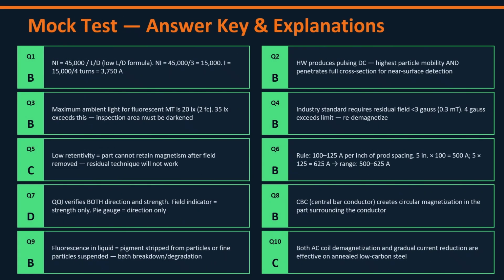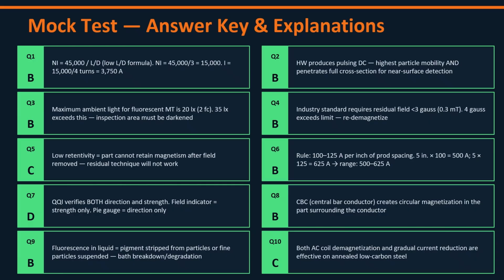The answer key slide is most useful when we use it to confirm the reasoning rather than simply memorize the letters. For the coil calculation, the ratio of 3 places the component in the low L/D range, so the 45,000 relationship is used. The resulting ampere-turn requirement is divided by the number of turns to obtain the current. For half-wave, the key feature is the pulsed magnetic field and the resulting particle mobility.